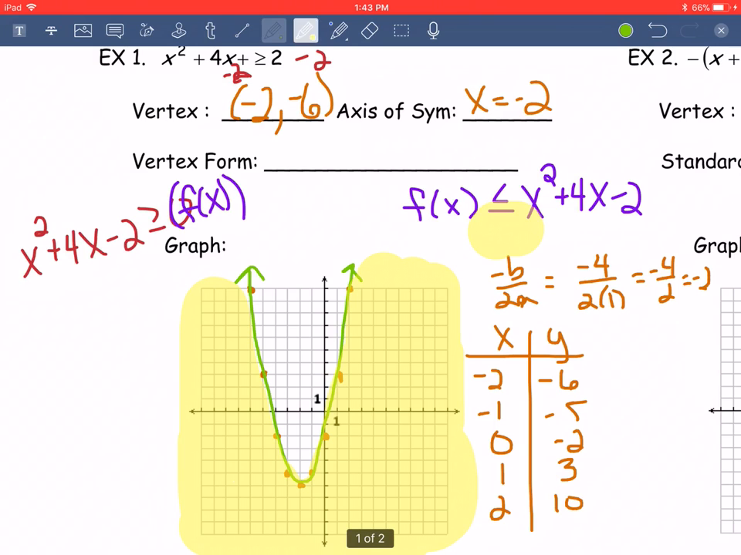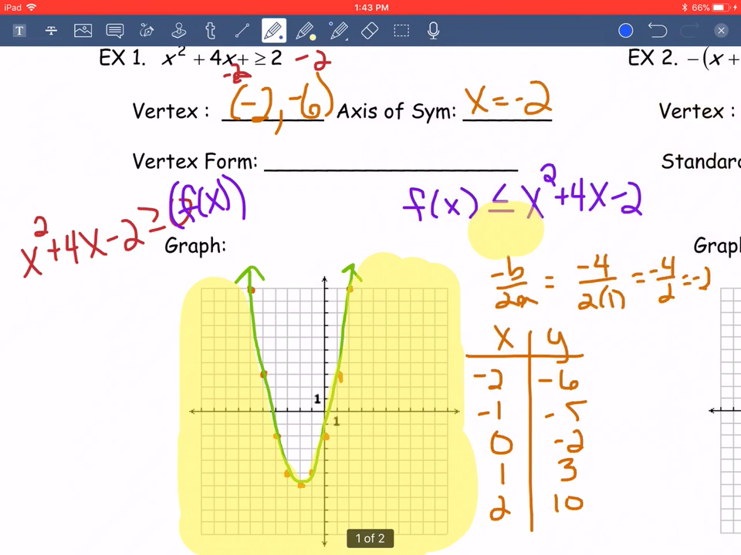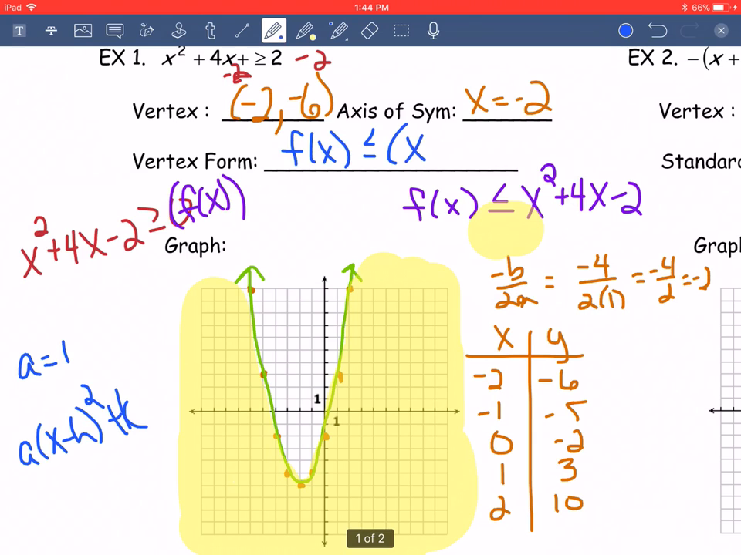And my last thing I'm asked for is for a vertex form. So I have a is 1, and I have my vertex as negative 2, negative 6. So I'm going to put it in that a times x minus h squared plus k. So I have f of x is less than or equal, a is 1, so I don't need to write it, times x minus a negative 2, which is plus 2 squared plus k, so plus negative 6 or just minus 6. So my vertex form is f of x is less than or equal to x plus 2 squared minus 6.